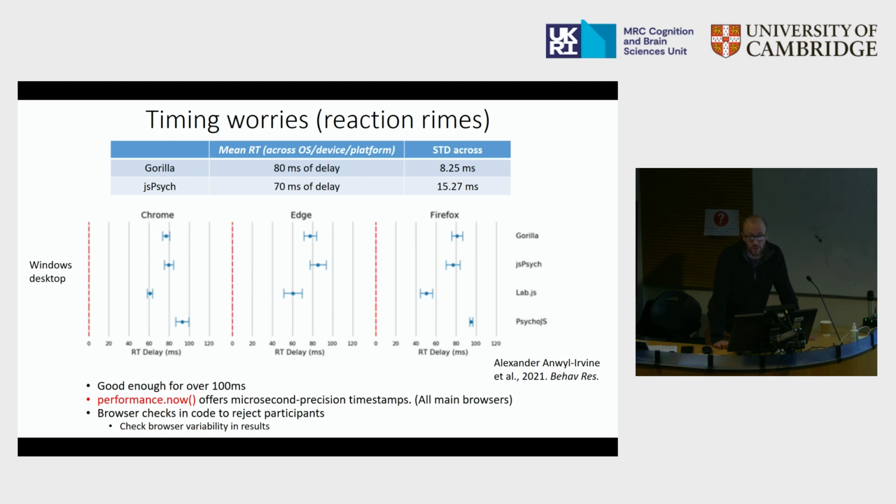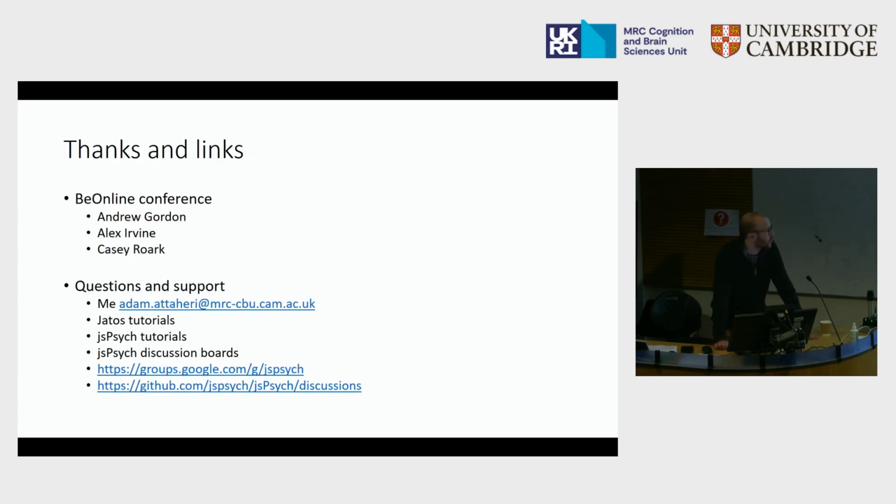And certain browser operating system pairings work a lot better than others. So if you really care about your reaction times, what seems to come out best is Windows Desktop and Chrome. You can get these down to maybe somewhere between 40 and 60 milliseconds, which is good. And you can put browser checks in at the start of your experiment if you really want to filter out these sort of things. So that's all I really wanted to cover today.